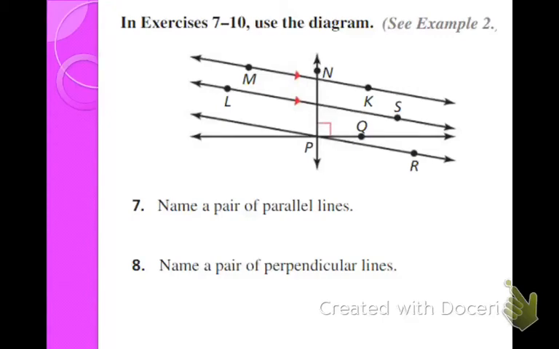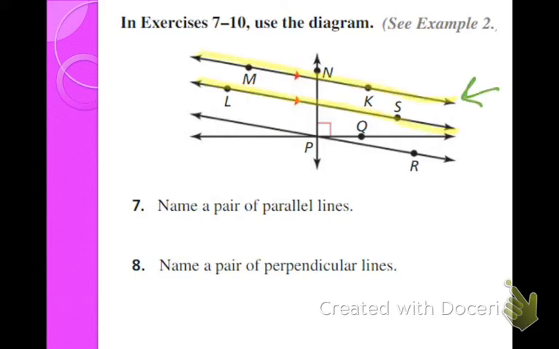So yeah, this is from the homework. It said, name a pair of parallel lines. What would I see in this picture to know the two lines are parallel? Yeah, the two little arrows, like the triangles. So it means that this line is parallel to this line.